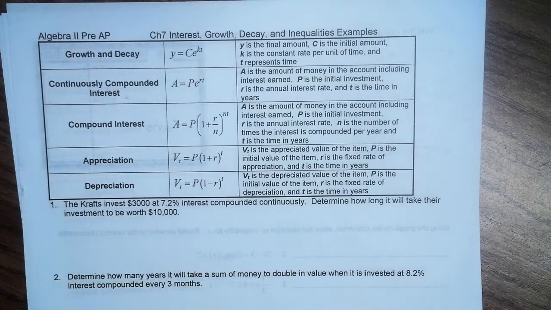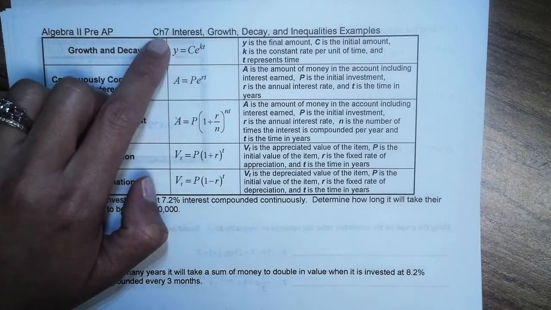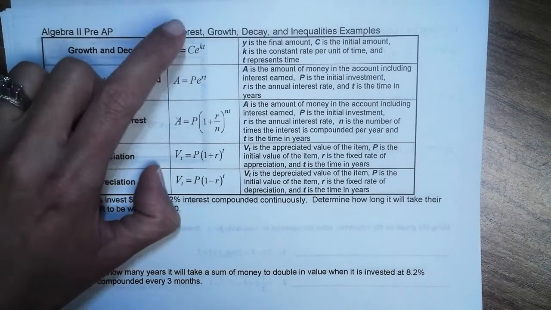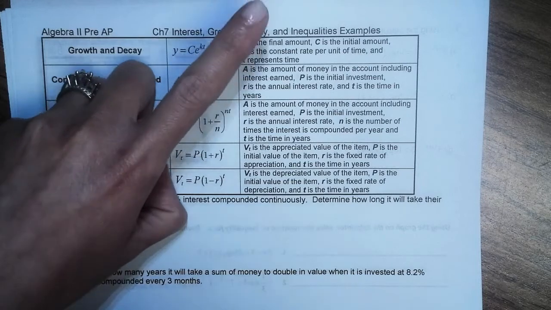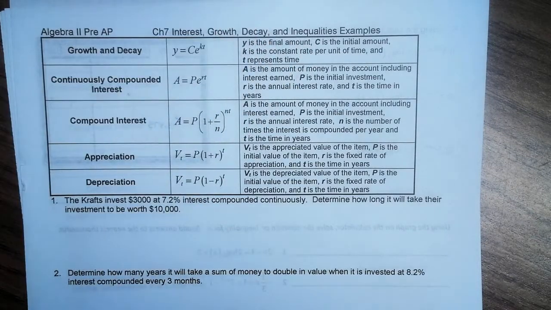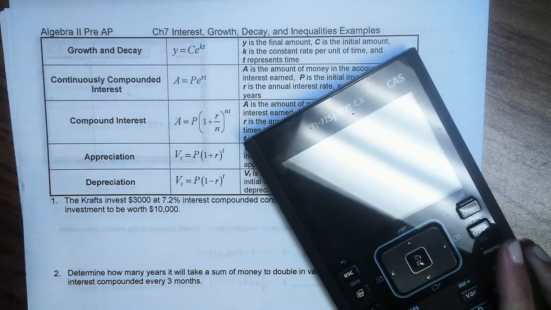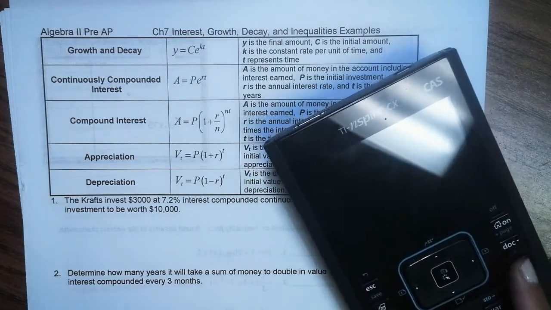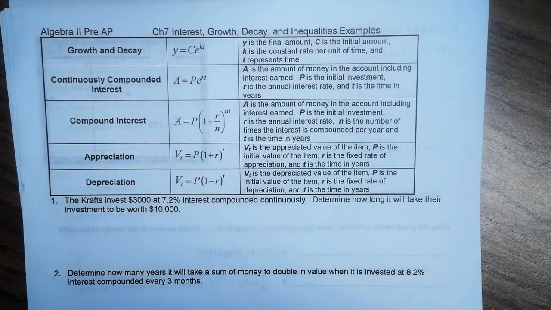All right, so today you're going to learn more about Chapter 7, which is interest rates, growth, decay, and inequalities. This lesson will require a calculator, so you either have your own graphing calculator that you can use, or I'm going to show you how to use the Desmos online calculator, which is what you can use for your next quiz. Okay, Chapter 7.